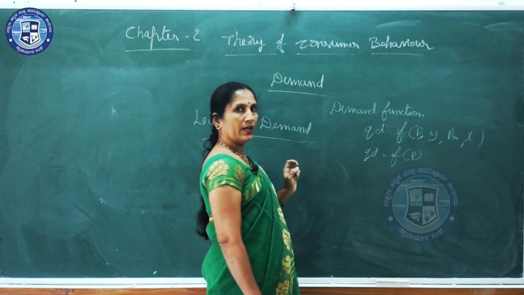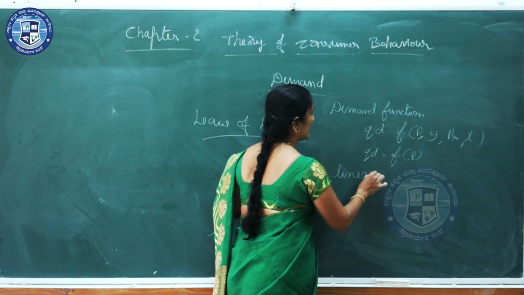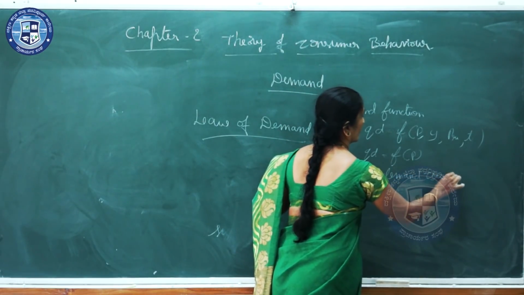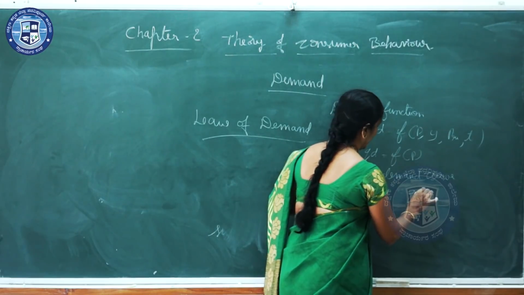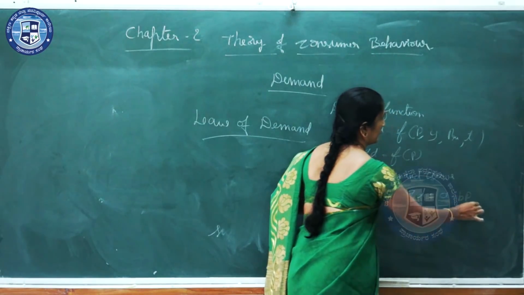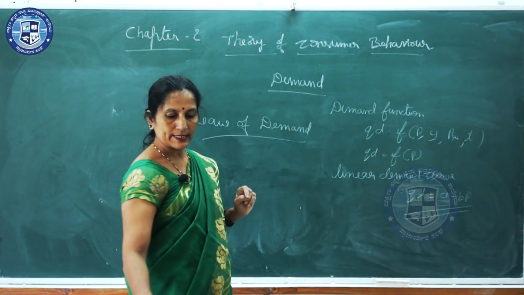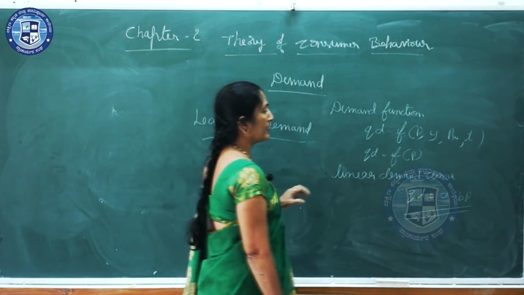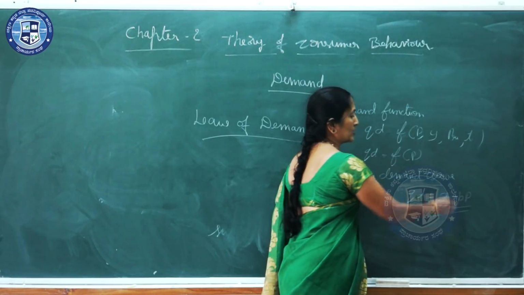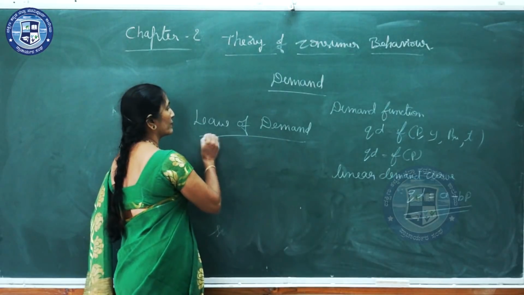So we can write the linear demand function, or linear demand curve, that is QD is equal to A minus BP. The linear demand function can be written in this form: QD is equal to A minus BP. Here the slope is negative. Why is it negative? Let us understand this through the law of demand.